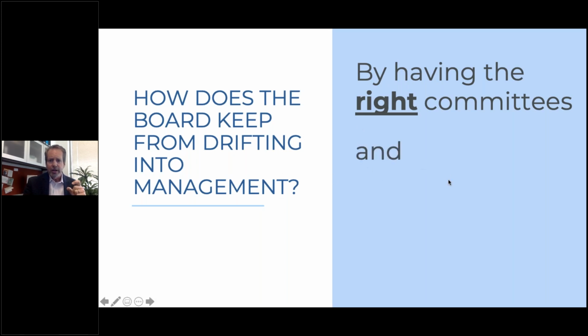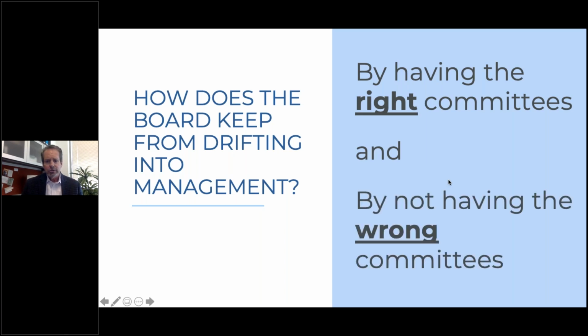But just as importantly, in addition to having the right committees, you need to make sure you don't have the wrong committees. So let me talk about what some of the wrong committees are, and I know some of you may take issue with this, so please don't get defensive. I'm not attacking any organization on purpose.